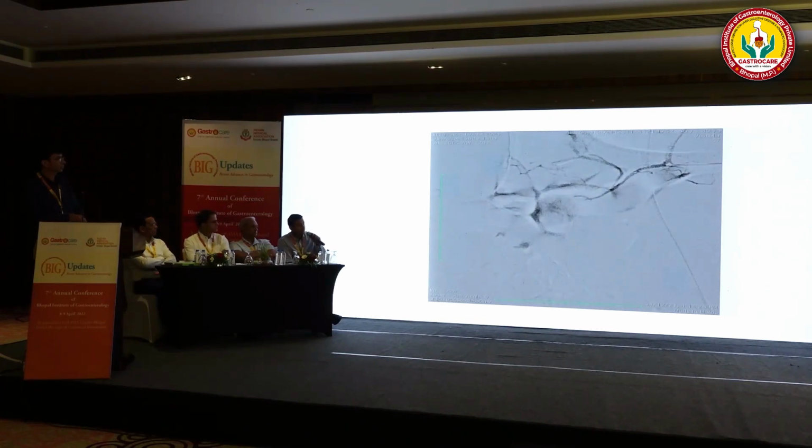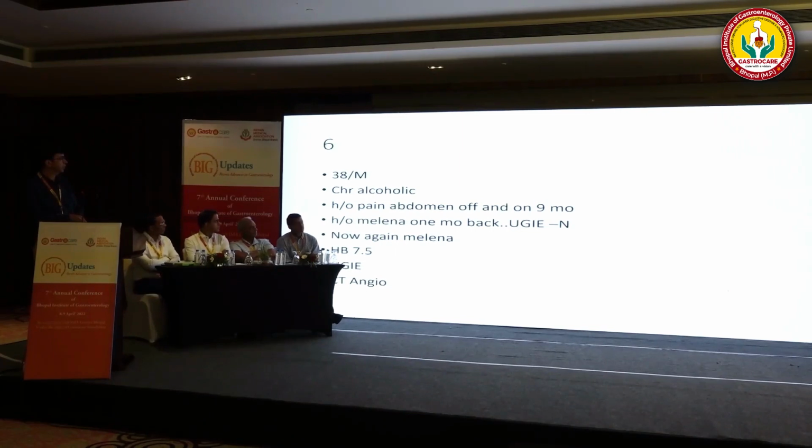Generally, we may not find active bleeding most of the time. This is post-embolization. This was also managed well. The bleeding stopped.